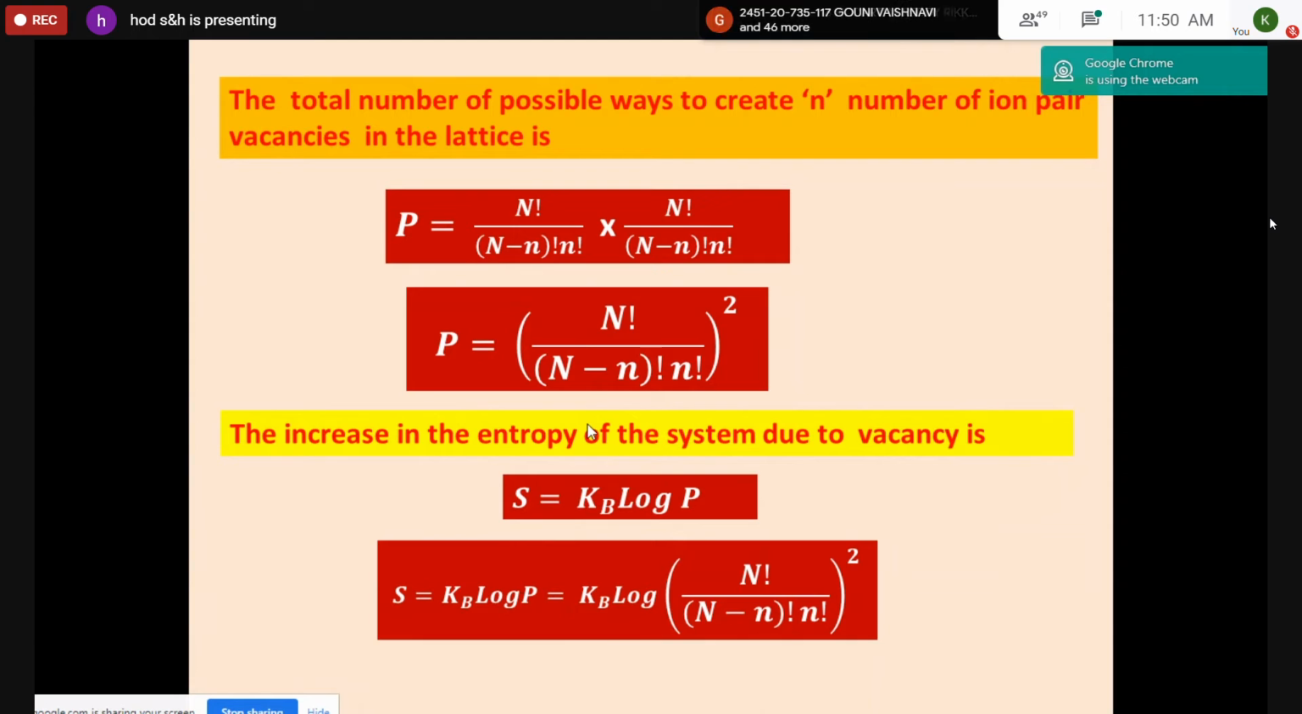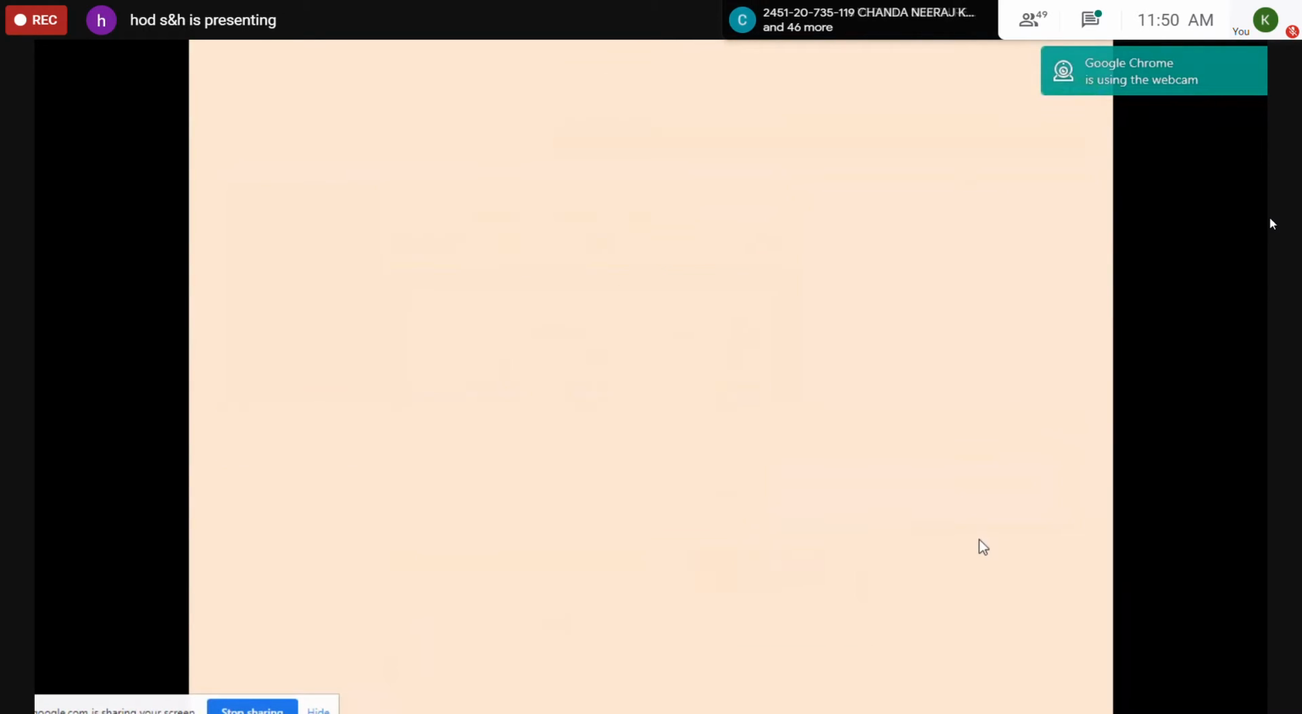So the entropy can be expressed as Kb log P, which can be replaced by this one: N factorial by (N minus n) factorial into n factorial, whole square. Now you can write the expression for Gibbs free energy.